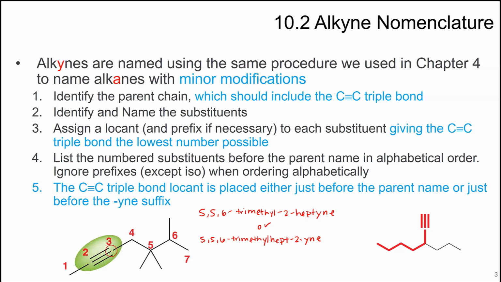We want to include the alkyne in the parent name. So for this one here, even though the longest parent chain is 1, 2, 3, 4, 5, 6, 7, 8 carbons long, we want to include the alkyne in the parent. So this would be 3 propyl heptyne.